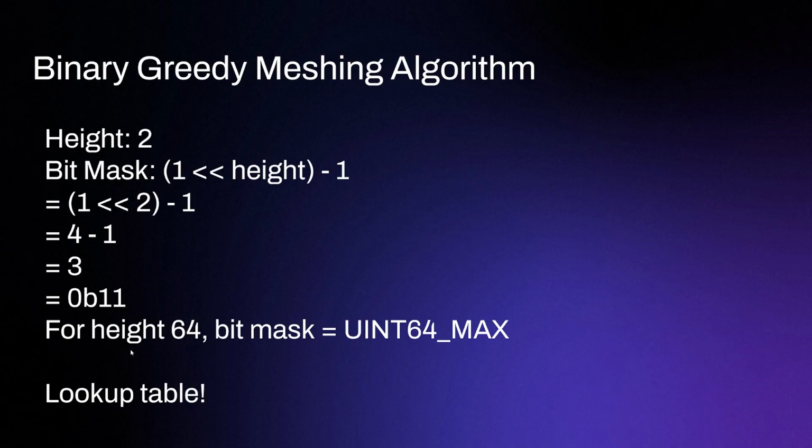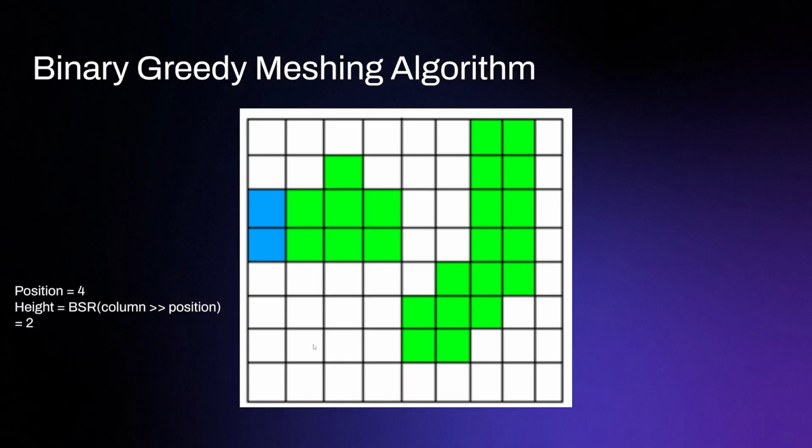For a height of 64, we would just use the bit mask uint64 max. That's because if you're shifting 1 over by 64, then you're going to cause an overflow. And even though you subtract 1, you still overflowed, so you would get the wrong number. Well, you'd be invoking undefined behavior. It's faster to use a lookup table than doing the maths because of this if statement here.